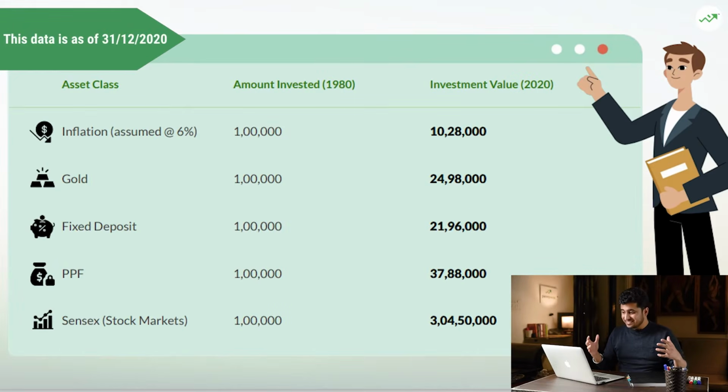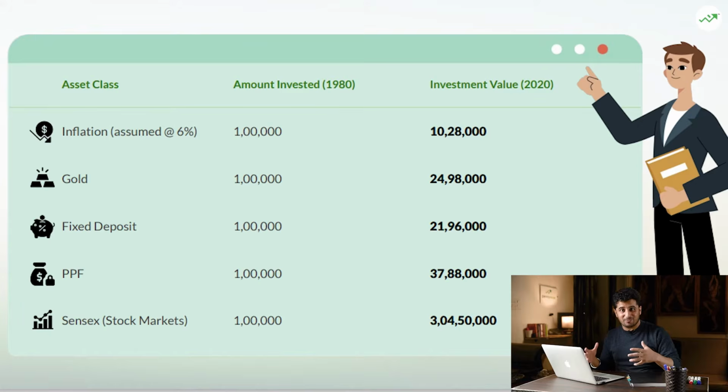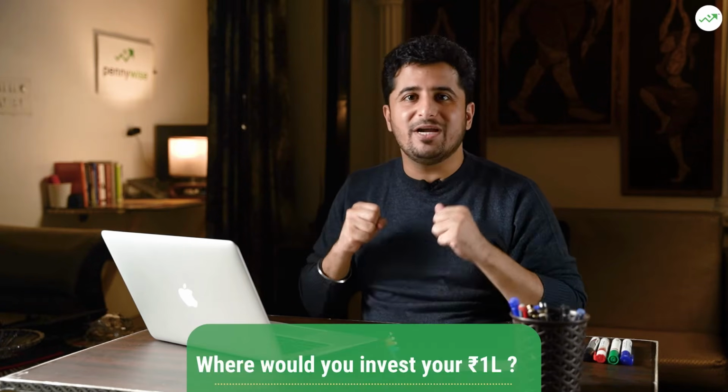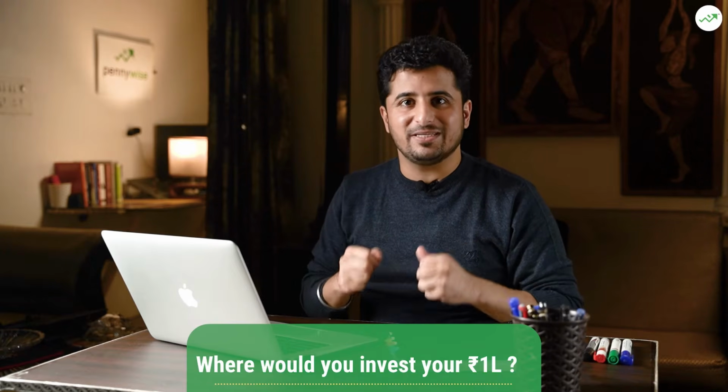Now, yes, Sensex looks the most attractive, looks very luring. But remember, although it shows 3 crore rupees in total jump, there were times in between when the stock markets crashed as well. And so, having said that, let me first ask you this question. If you had 1 lakh rupees today, in which of these instruments would you want to invest all of your money? Take a moment, take a pause, and tell me which instrument would you invest your money of 1 lakh rupees in?